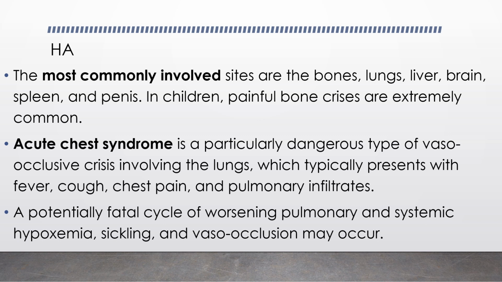Another problem is acute chest syndrome, particularly dangerous because it involves the lungs: fever, cough, chest pain, pulmonary infiltrates, difficulty in breathing, and lower oxygenation levels. A fatal cycle of worsening pulmonary hypoxemia, sickling, and vaso-occlusive crisis may occur. Less oxygen, more sickling, and the lungs get more affected again. This vicious circle causes a lot of damage to many organs and can ultimately cause death.